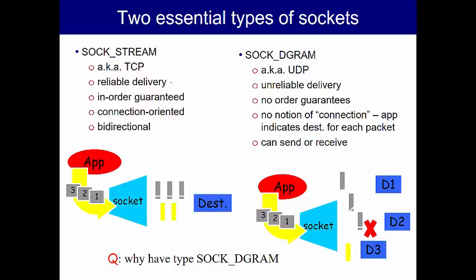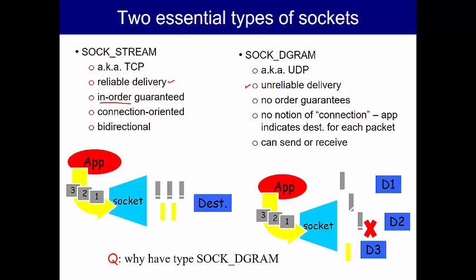Sock stream is reliable because it makes sure of delivery quality. Dgram is unreliable. Stream is order guaranteed. Everything should be in order. For example, email should be in order.